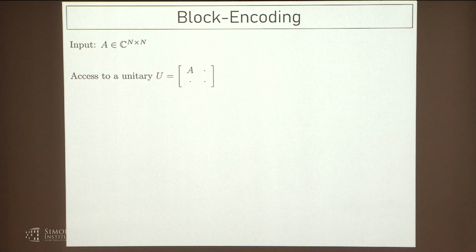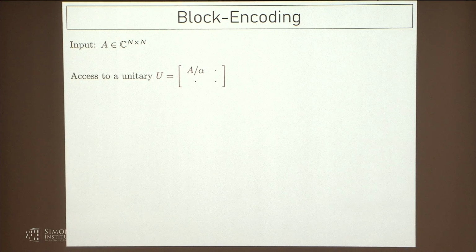I'll try to justify why this is a good input model. You might be thinking, how do we implement this unitary? But this is just the input model, so we're making the assumption now that we have such a unitary. You might also notice that this is not generally going to be possible, because this will only be possible for A that has spectral norm at most 1.